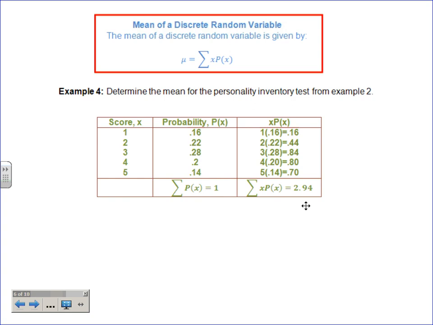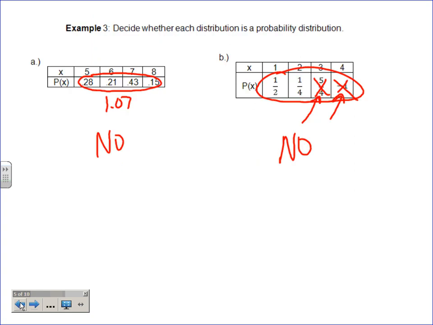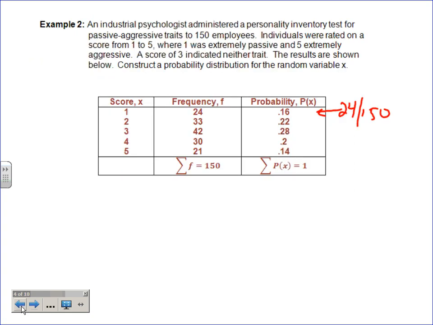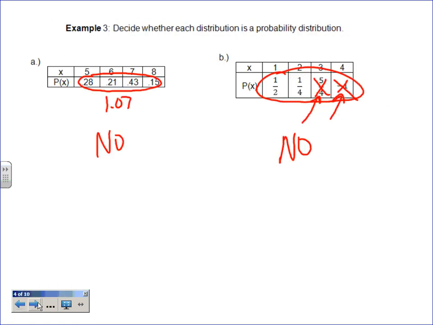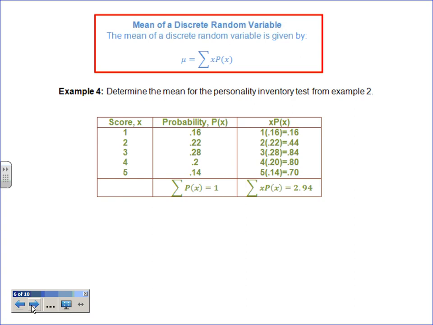A lot quicker way to do it, isn't it? Because we could have gone back here and said, okay, so we got 24 of those, we got 33 of those, and keep going that way, and then divide it out. But it's a lot quicker just to say, well, if that's the probability that it's going to happen, or how the distribution worked out, well, 2.94, yeah, that does make sense to be the average of these, right? I mean, it makes sense. So on average, this group is neither passive nor aggressive, right? On average, we would say. And in fact, we would say they're more towards the passive. Not by much, but they're more towards the passive.